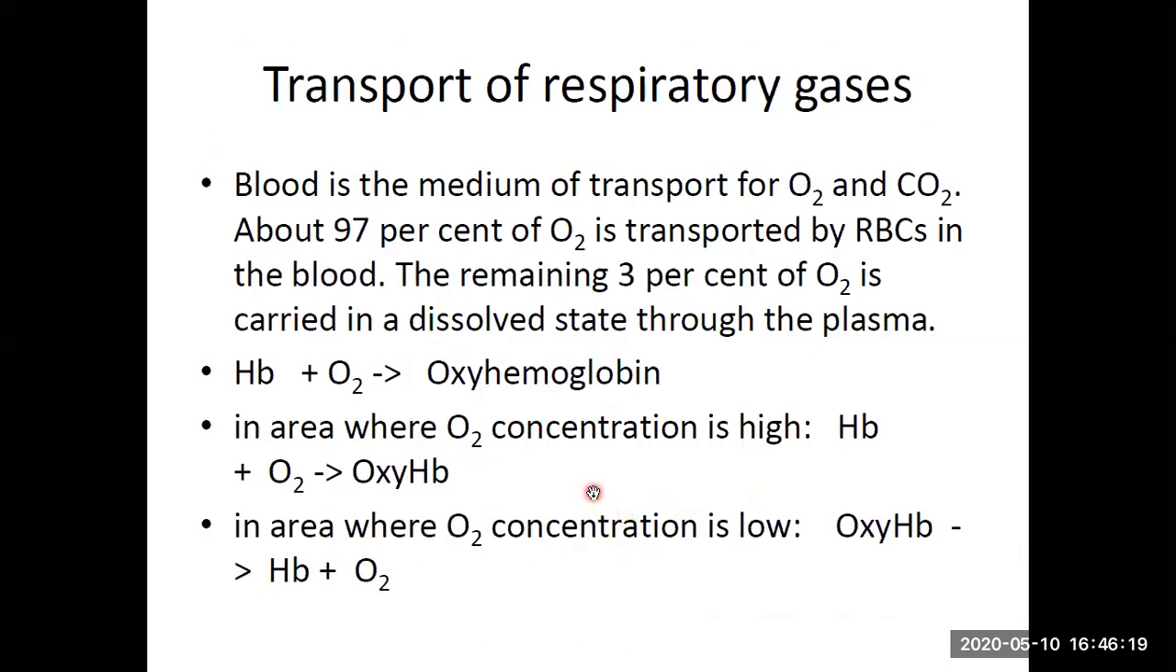Now, how are these gases transported? Oxygen, majorly 97%, is transported in the form of oxyhemoglobin at the surface of the lung, where the partial pressure of oxygen is more. Hemoglobin, the red pigment present in RBCs, binds with oxygen and forms oxyhemoglobin. It is a reversible reaction. At the tissue level, where O2 concentration is low, oxyhemoglobin breaks down to form oxygen and hemoglobin. A very small amount, 3% of oxygen, is carried by blood plasma.